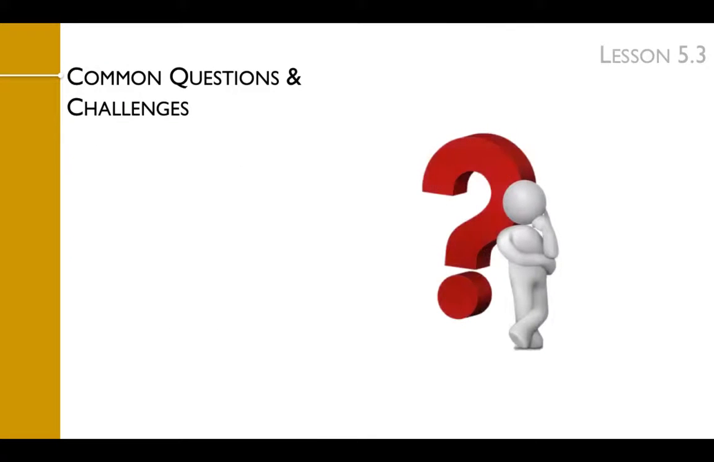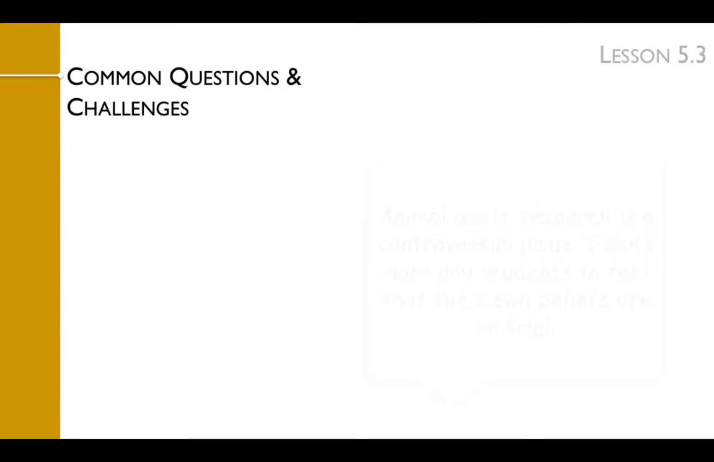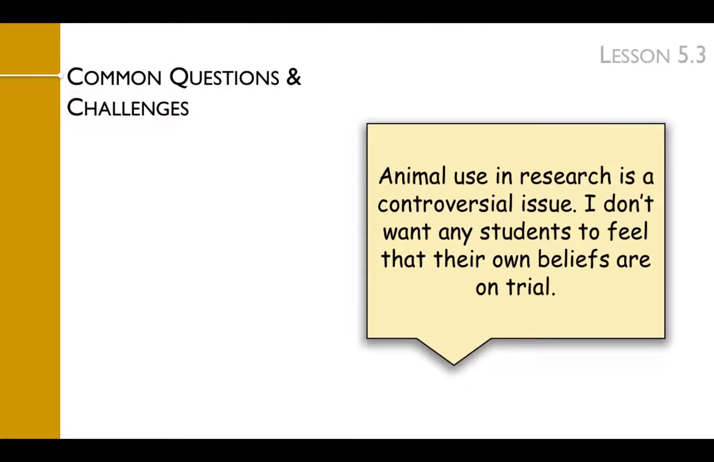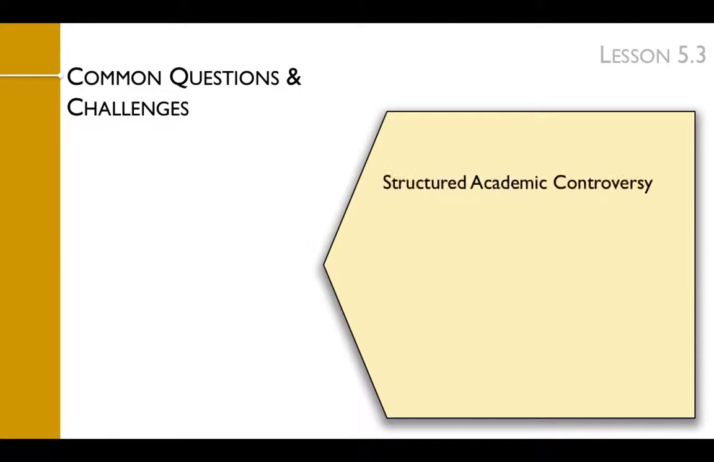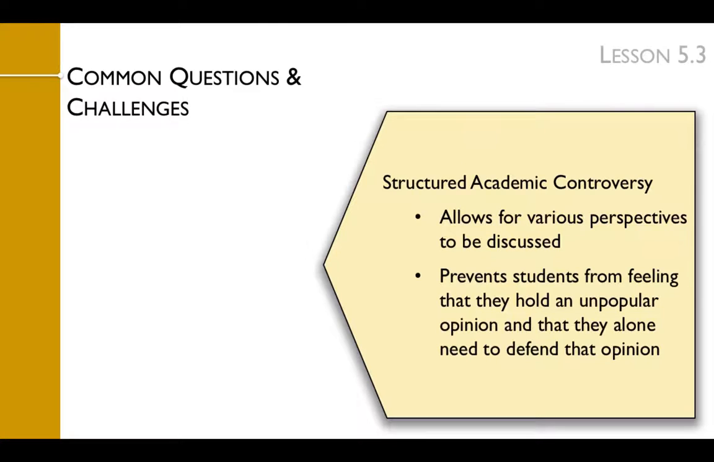Those classes using this lesson have found that it's helpful and provides a meaningful discussion on an important issue in science. One of the most common concerns I hear from teachers is, animal use in research is a controversial issue, and I don't want any of my students to feel like their beliefs are on trial. This is a really important issue to address. We chose to use a structured academic controversy because it allows for various perspectives to be discussed and prevents students from potentially feeling that they alone hold an unpopular opinion and that they need to defend that opinion.